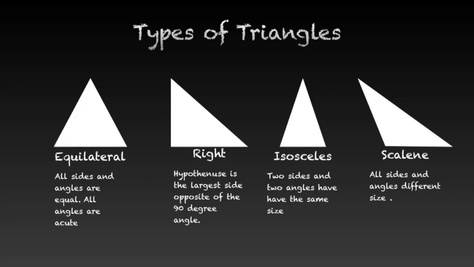The next one that we have is an isosceles. An isosceles triangle has two sides that are exactly the same and a third one that is going to be different. That means that two of the angles are going to be exactly the same, but one of them is going to be different. And then the last one is going to be a scalene triangle. That means that every single side is going to be different, and one of the angles is going to be obtuse.